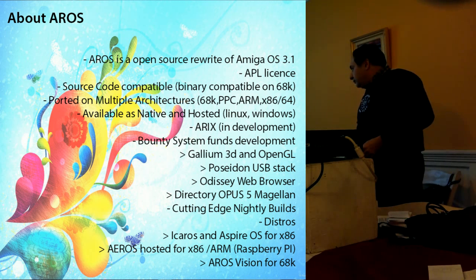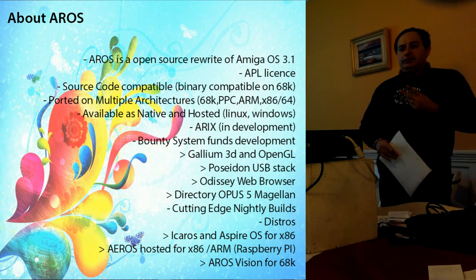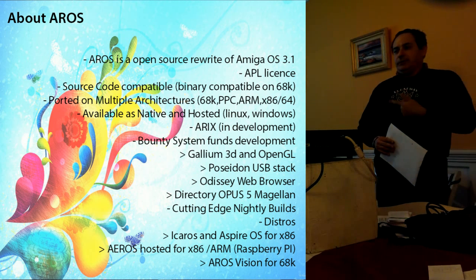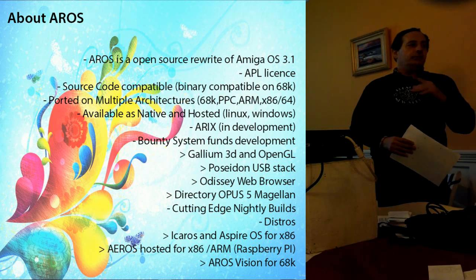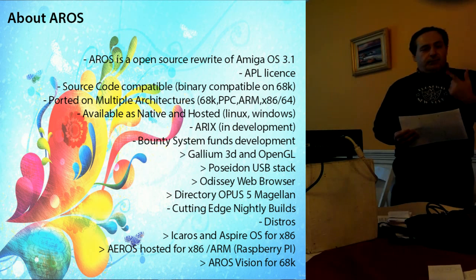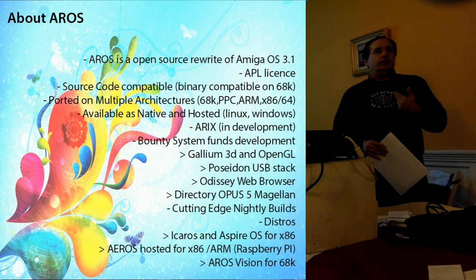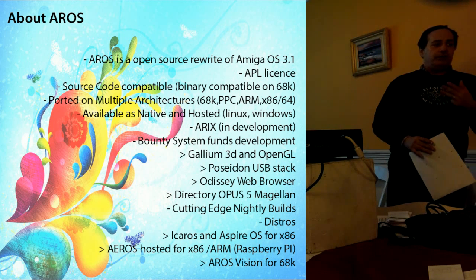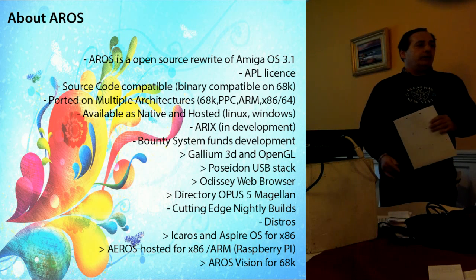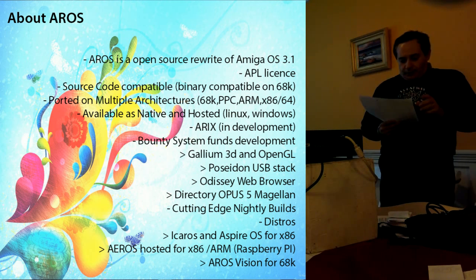Then there are distributions in native version. There are at least 2 active native distributions for x86. One is Icaros, the most comprehensive. I'm talking about the active distributions. And then we have Aspiros. Then we have a distribution for 68K, but it is more meant for emulated environments and probably FPGA systems. Like maybe Mini-MIG is not powerful enough, but I think FPGA might be powerful enough to run it.